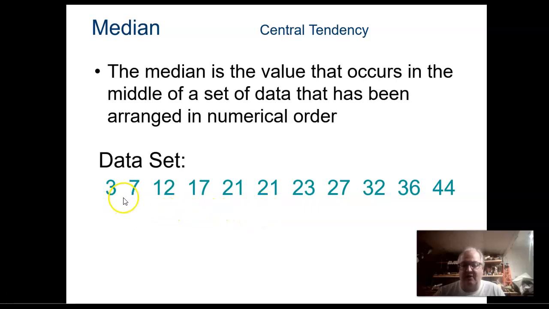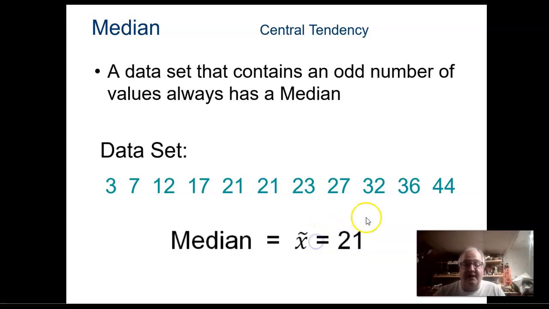Now let's count the number of values here. I've got 1, 2, 3, 4, 5, 6, 7, 8, 9, 10, 11 values in our data set. Since I've got 11, an odd number, the one that is in exactly the middle is our median. We'd say the median equals 21, or x tilde is 21 in this particular data set. So we can circle that.